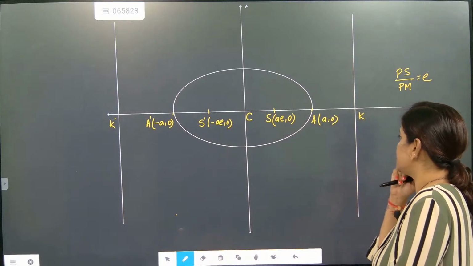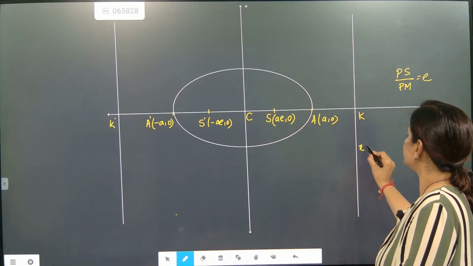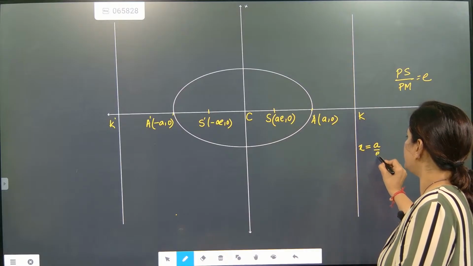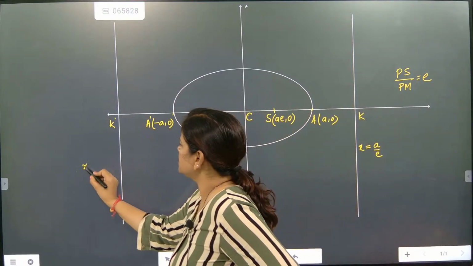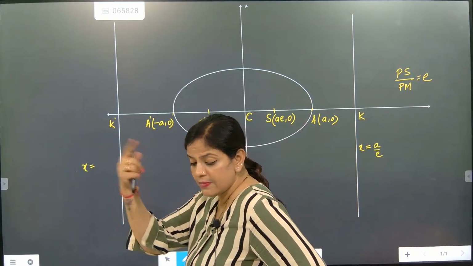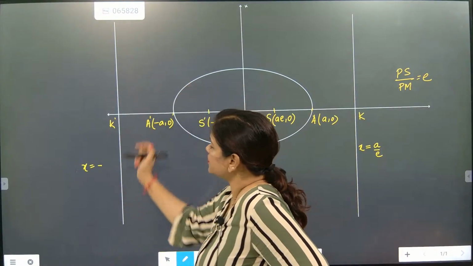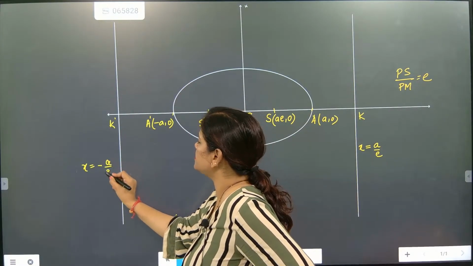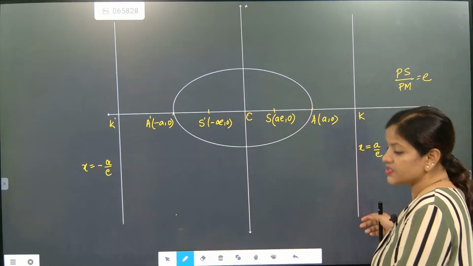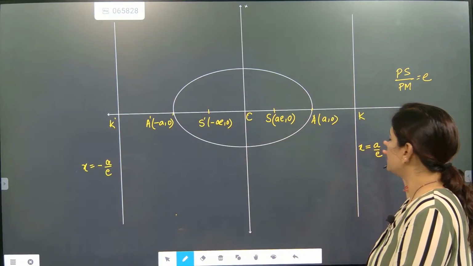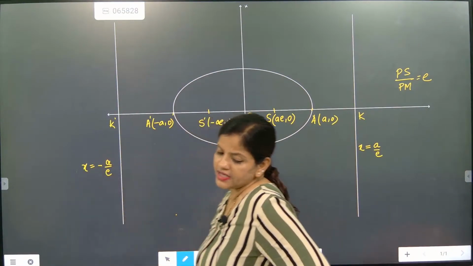Look at this carefully. The distance from C to K will be x is equal to a by e. And here the distance from C to K dash will also be a by e, but because we are shifting to this side, it becomes x is equal to minus a by e. So the equation of the directrix line here will be x is equal to a by e, and here x is equal to minus a by e.